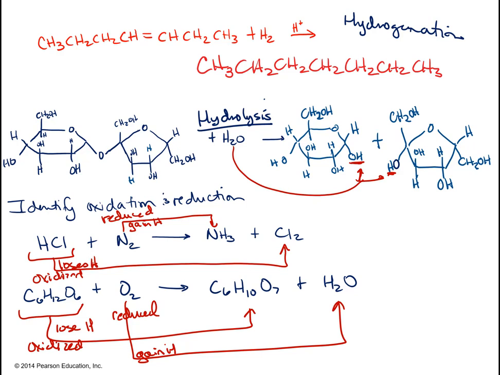Just look at the reaction, find the most similar reactant and compare it to the most similar product. And then ask yourself, okay, did I gain or lose electrons? Did I gain or lose oxygen? Did I gain or lose hydrogen? And identify or categorize them that way.